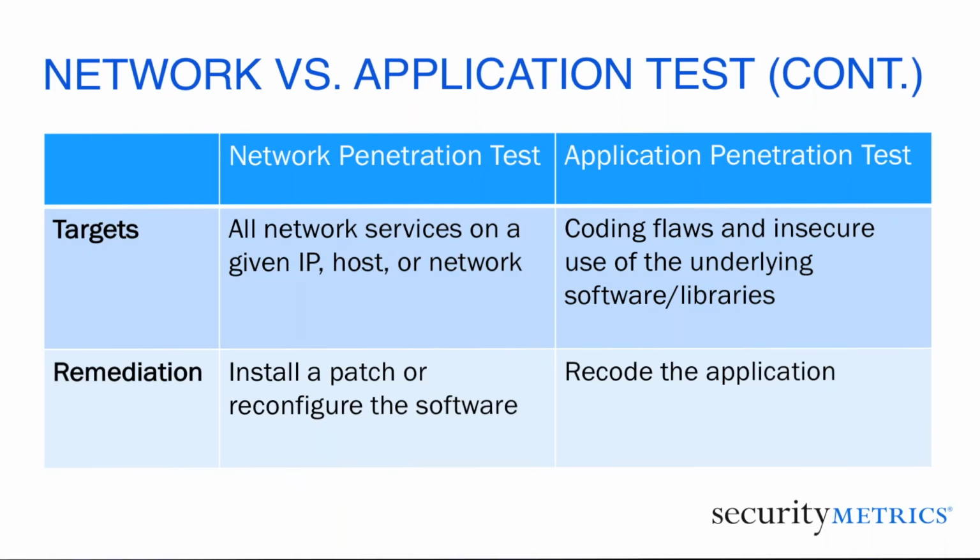If you were to compare the two directly, this is how I would boil it down. A network pen test focuses on the network services on a given IP, host, or network, while an application pen test focuses on coding flaws that introduce vulnerabilities into an application they've written. To fix issues from a network pen test, you're going to install a patch, reconfigure the software, or remove a legacy protocol. On application pen tests, you're going to have to recode the application. You'll have to get your developers, or hire a developer, to fix the issue inside the actual code itself.